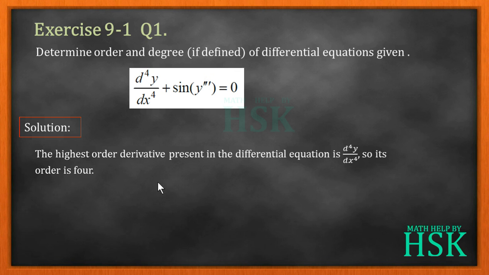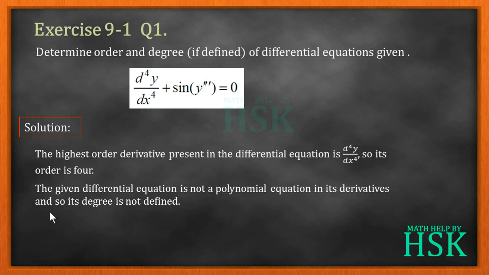Now, this differential equation contains the fourth derivative of y with respect to x, and the third derivative of y with respect to x, that is y dash dash dash. So the argument of a trigonometrical function is the third derivative of y with respect to x. So this is not a polynomial differential equation in the third derivative of y, that is y dash dash dash. So the given differential equation is not a polynomial equation in its derivatives, so its degree is not defined.